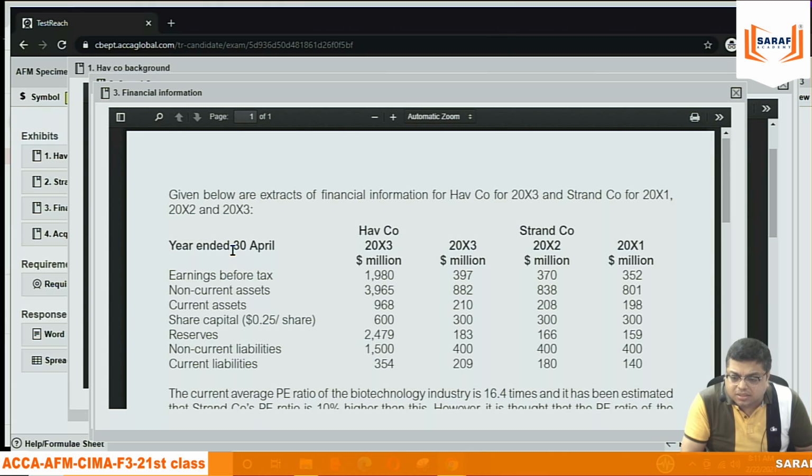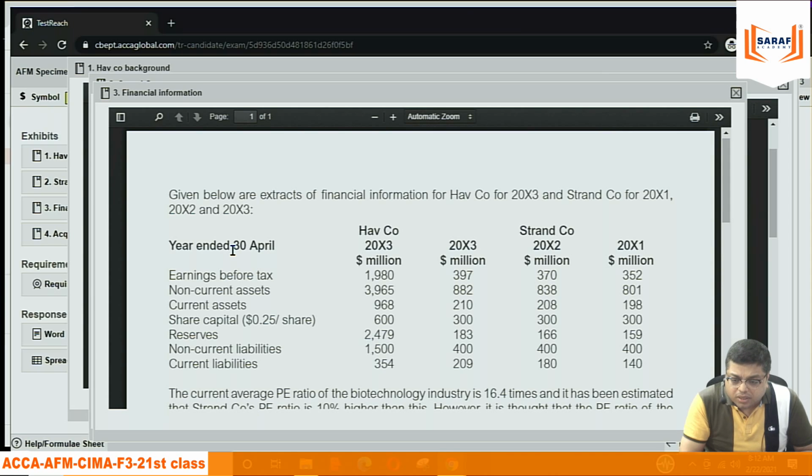Earning before tax: 352, 370, 397. Their earning before tax is continuously increasing. Non-current assets, which generally does not include intangible assets in case of S, unless and until they have capitalized, but that may not be the correct value. Current assets, in our case, include a huge portion of cash and bank balance, which they said. Share capital 0.25, so 600 by 0.25, 2400, and theirs is 1200.